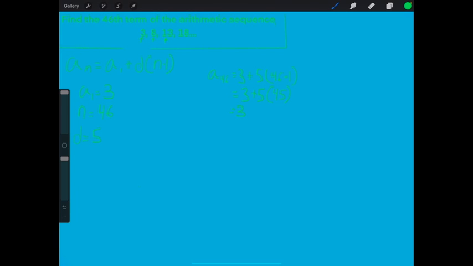Then the next step is to do multiplication. So then we have 3 plus, I used my calculator for this, 225. And 225 plus 3 is just 228. That means that a46 equals 228, and a46 is equal to the 46th term of the sequence, answering our question. Thanks for watching. I hope this made sense.